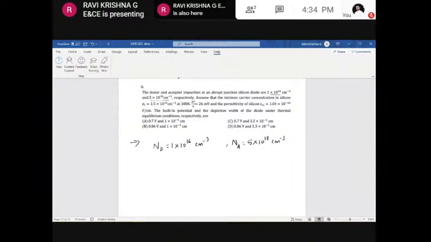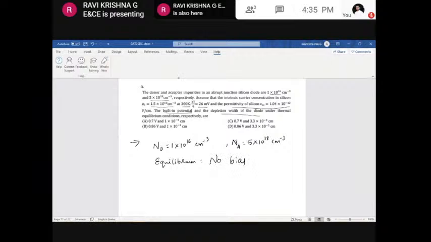Assume that the intrinsic carrier concentration in the silicon is given at this temperature, and the thermal voltage is also given. The permittivity of the silicon is also given, that is 1.04 × 10 to the power minus 12 farad per centimeter. What we have to do is calculate the built-in potential and the depletion width of the diode under the thermal equilibrium condition, that is, under no bias condition, which means don't apply the bias.